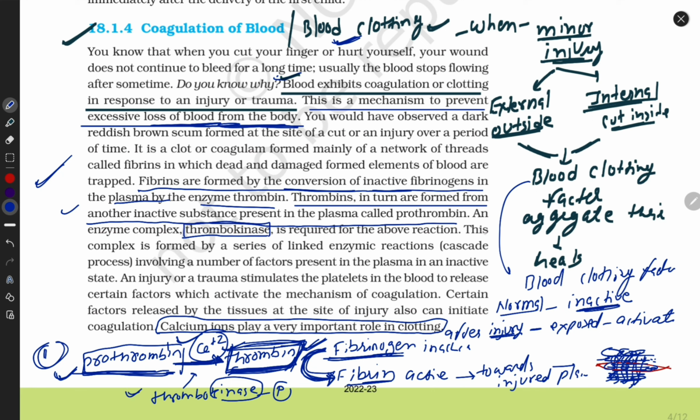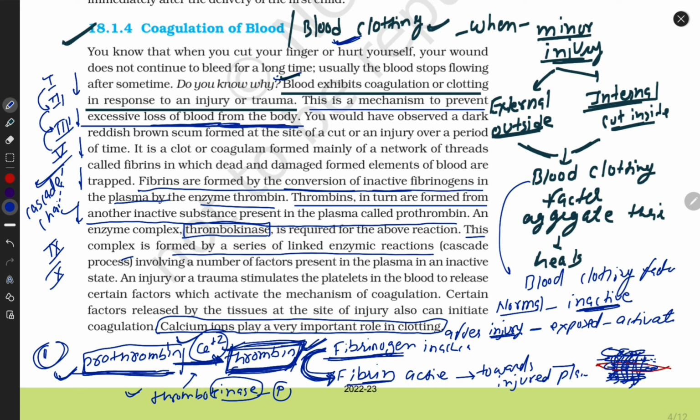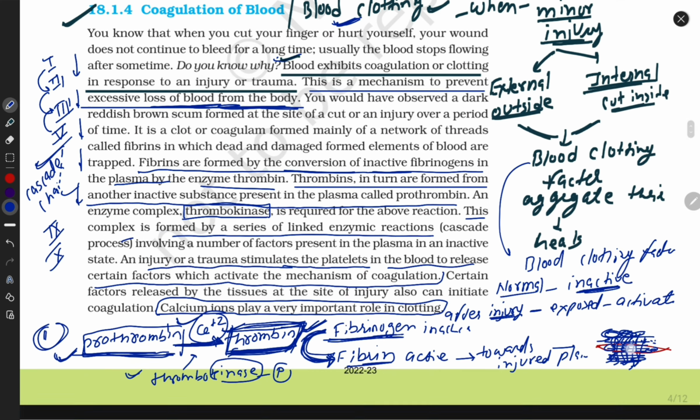This is an enzyme. Now this complex is formed by a series of linked enzyme reactions, a cascade. It means factor 1 promotes factor 2, factor 2 promotes factor 3, factor 3 promotes factor 5. So this is the cascade till factor 9, factor 10. There is a chain present. There is a cascade, a chain sequence. This activates this, activates this, activates this. So this whole mechanism proceeds in blood clotting. Alright, guys. An injury or trauma stimulates the platelets. Platelets also aggregate here in the blood to release certain factors which activate the mechanism of coagulation. We completed this thing, guys.